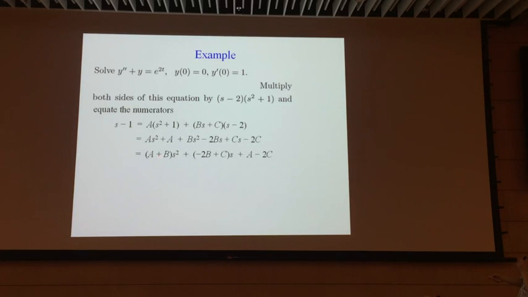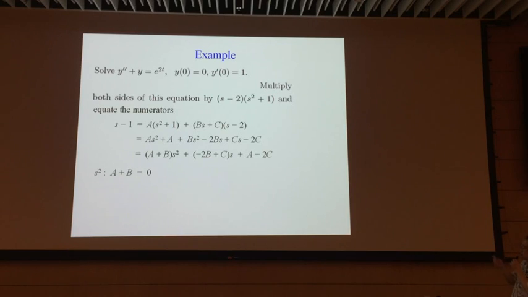So a plus b is the coefficient of s squared. Minus 2b plus c is the coefficient of s, and the other terms, a and minus 2c, have no s there, so that's the constant term. Right, so from here we start by comparing coefficients.